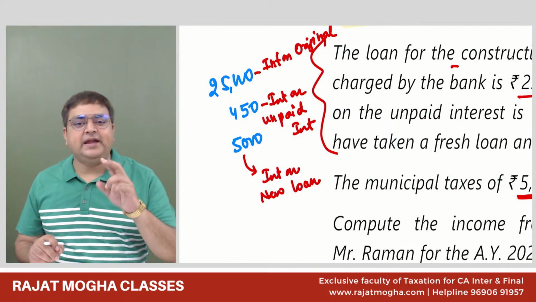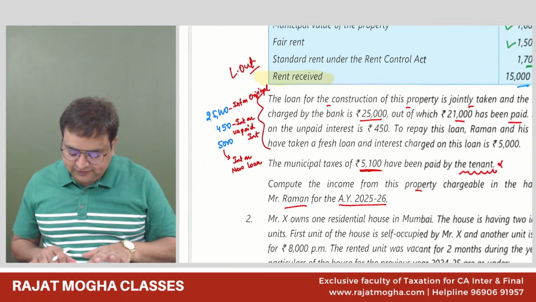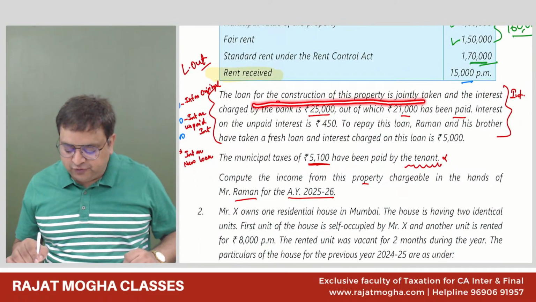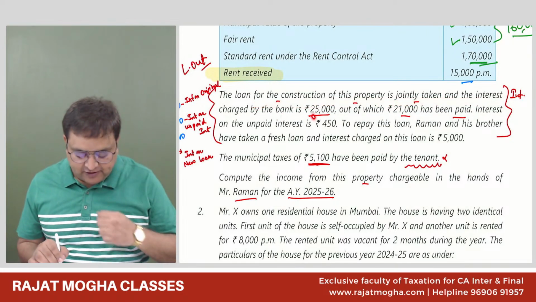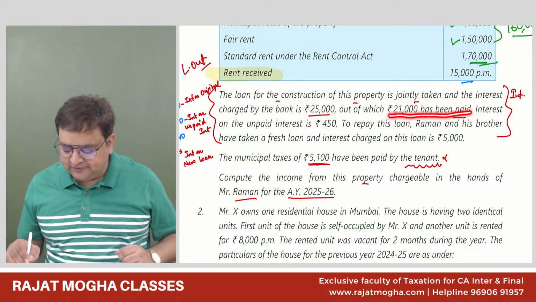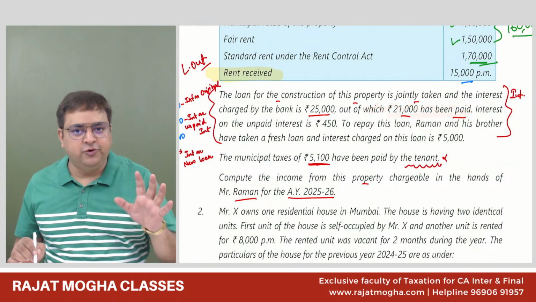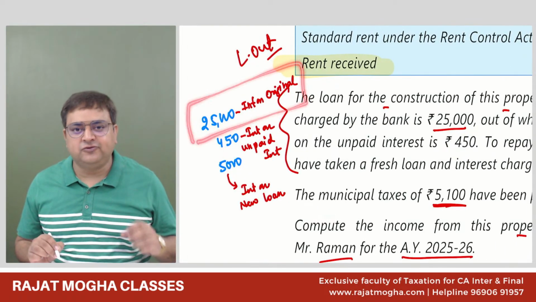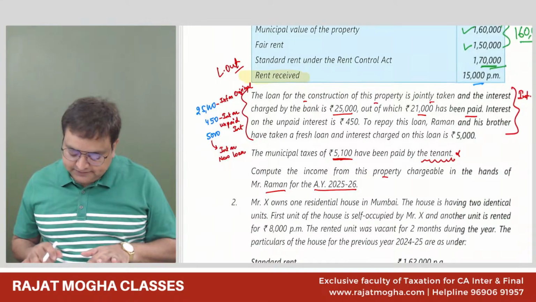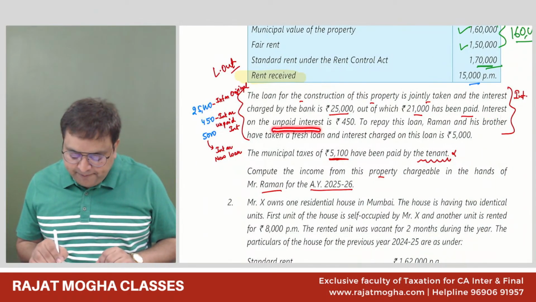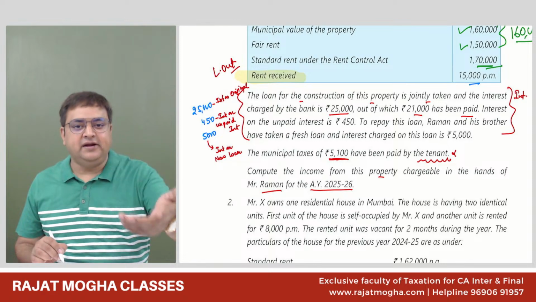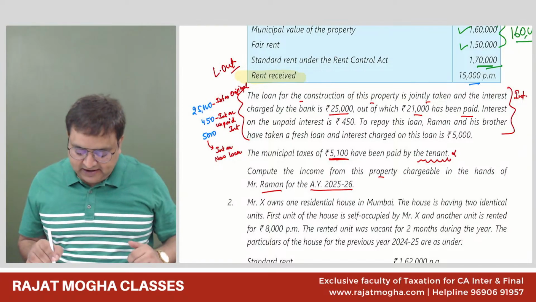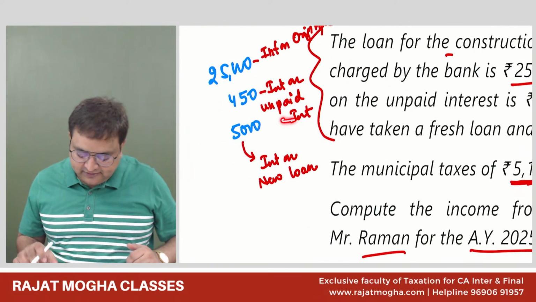So we have 3 types of interest which are given to us. I'm reading it once again. The loan for the construction of this property is jointly taken and the interest charged by the bank is 25,000, out of which 21,000 has been paid. It does not matter because we can allow on due basis. So 25,000 is the interest on the original loan. Then interest on unpaid interest. We have not paid the interest to the bank on time, so they have charged interest on interest. That is 450 rupees.